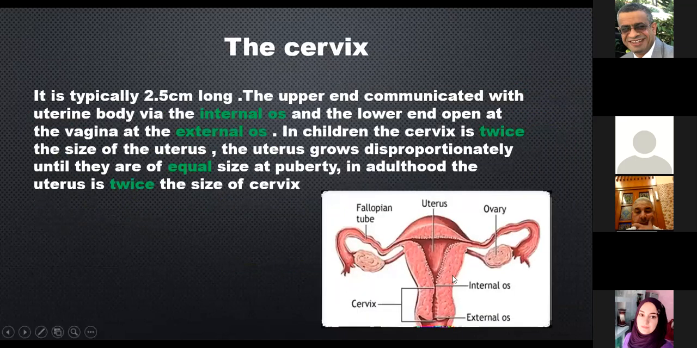The cervix is typically about 2.5 cm long. The upper end communicates with the uterine body via the internal os, and the lower end opens into the vagina at the external os. In children, the cervix is twice the size of the uterus, and the uterus grows disproportionately until they are of equal size at puberty. In adulthood, the uterus is twice the size of the cervix.